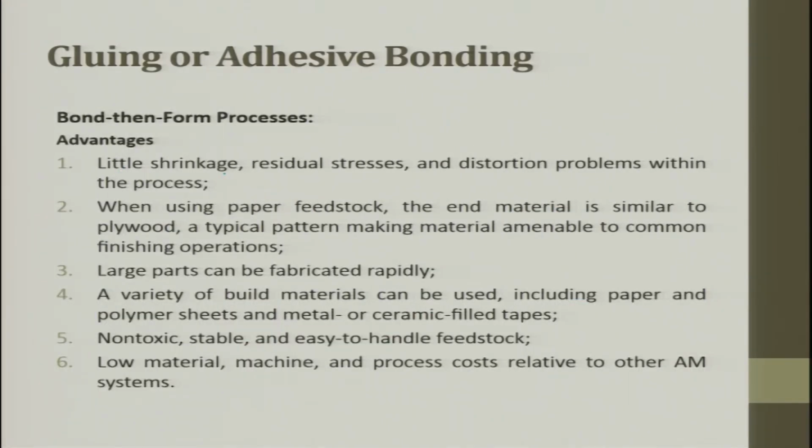So, the advantage is little shrinkage, residual stress and distortion problems within the process. When using a paper feedstock, the end material is similar to plywood, a typical pattern making material amenable to common finishing operations. Large parts can be fabricated very rapidly. A variety of building materials can be used, including paper, plastic sheet, metal or ceramic filled tapes. Non-toxic, stable and easy to handle feedstocks can be used. Low material, machine and process cost relative to other AM systems.